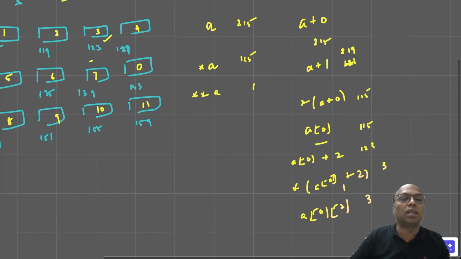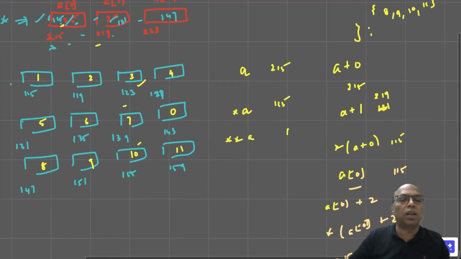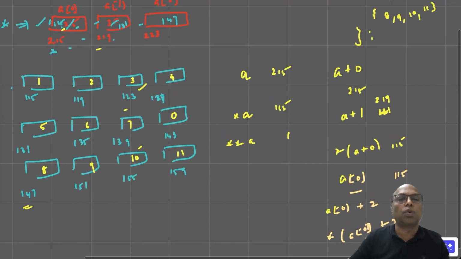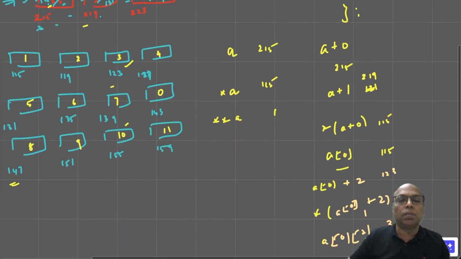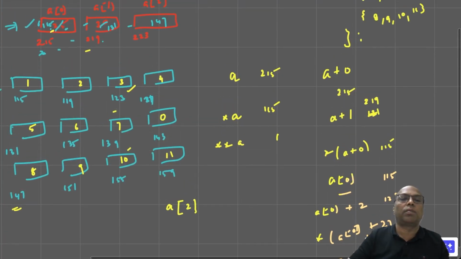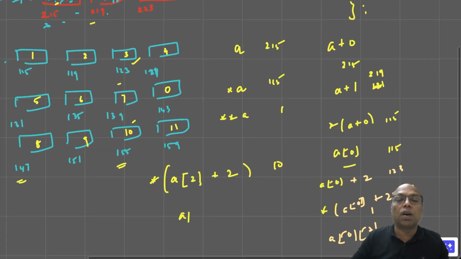Let's say in this case, I want to access the 10. Okay, don't worry. If you want to access the 10, what should I do? First I need to go to 147. Correct? Now, how do I go to 147? I am going to write A of 2. How much will I get? 147. Right? What is A of 2? Star of A plus 2. A of 2 plus 2, how much? 147 plus 2 is 155. 155 star will give me 10, which can be written as A of 2, 2.